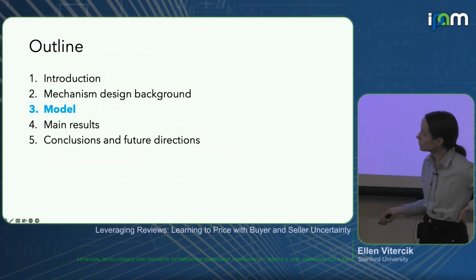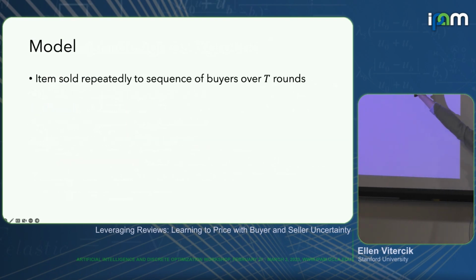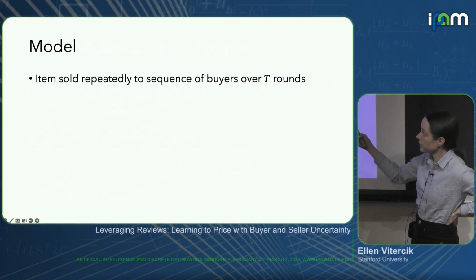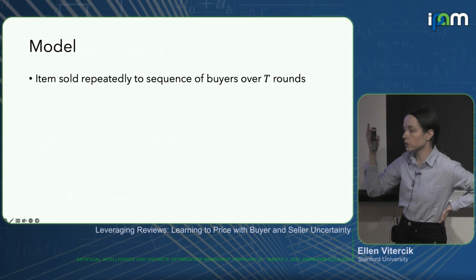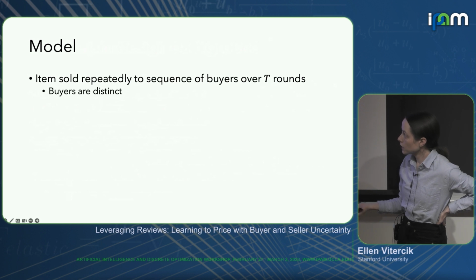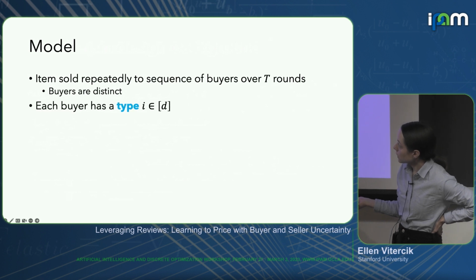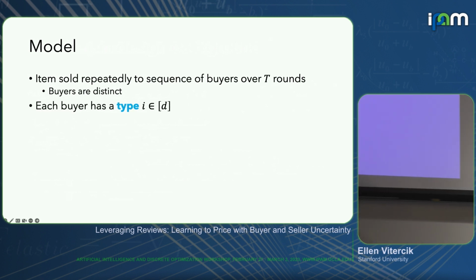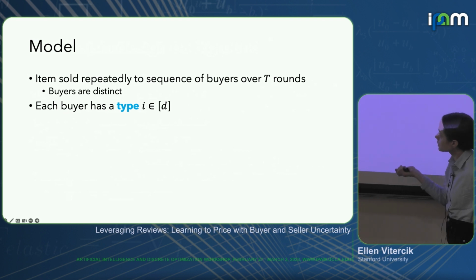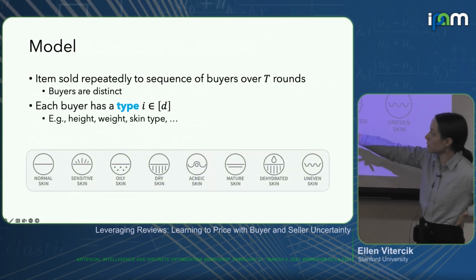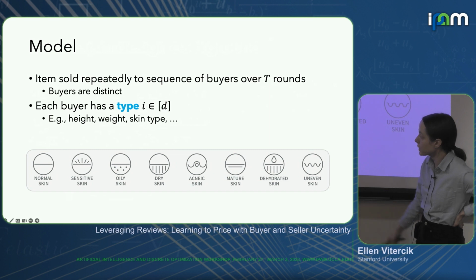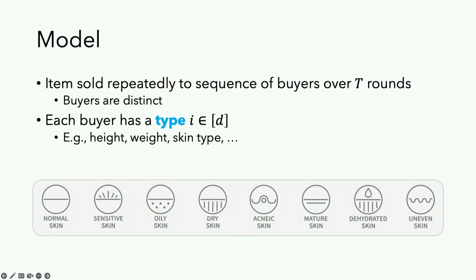Okay, so now with this background, I'll move on to our particular model. In this model, an item is going to be sold repeatedly to a sequence of buyers over the course of T rounds. And we're going to assume that these buyers are distinct. There are no repeat buyers. Each buyer is going to have a type, I. There are D types. These could be, for example, the buyer's height, their weight, their skin type, etc. So maybe if we're looking at skincare products, the different types might be normal skin, sensitive skin, oily skin, dry skin, etc.